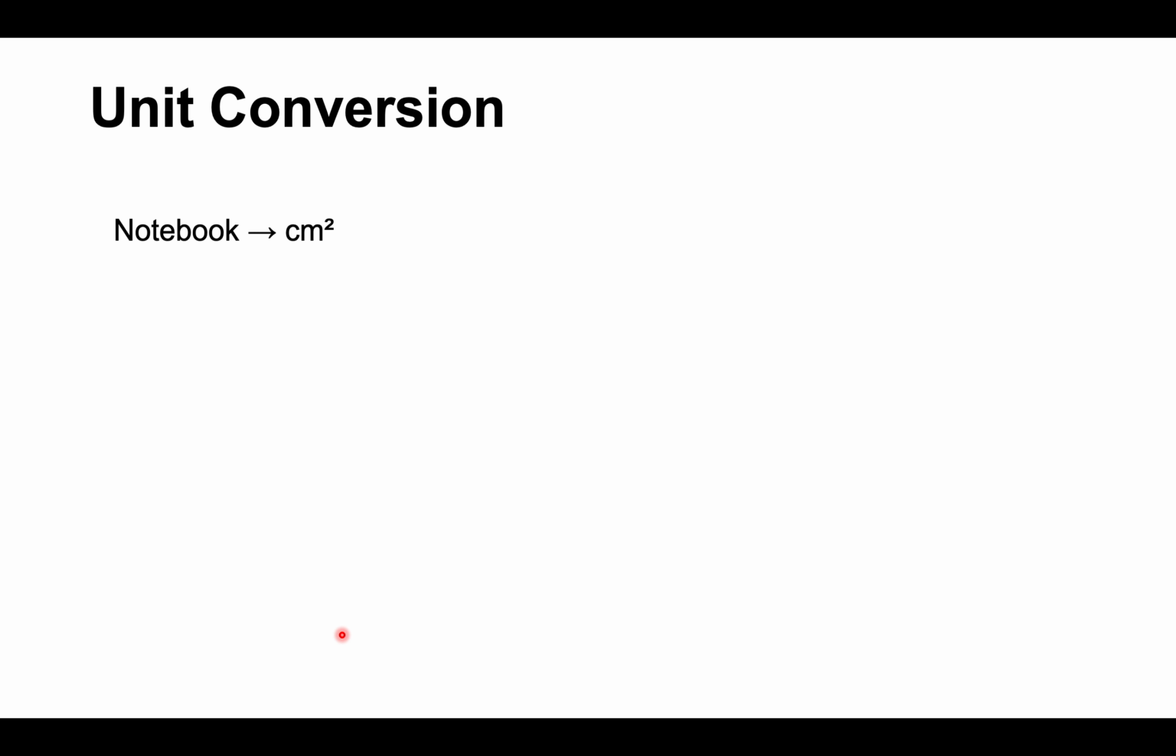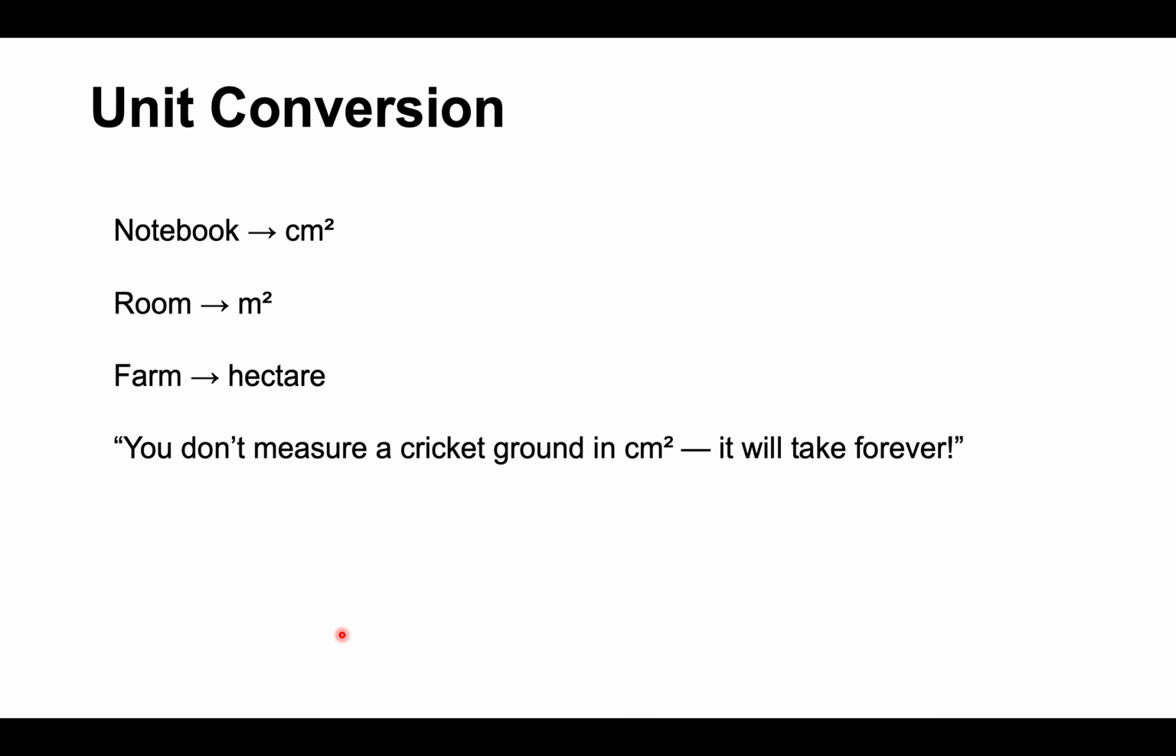Now, every area has a unit conversion. Notebook, it's measured in centimeter square, a smaller one, right? But when you look at a room, it is more of a meter square or square meter. Farm, usually in hectare or acres, right? But look at this. You don't take this centimeter square and say, okay, come, let's measure the area of a cricket ground. It takes your whole life. Yeah. Virat Kohli would have become an old man by that time.